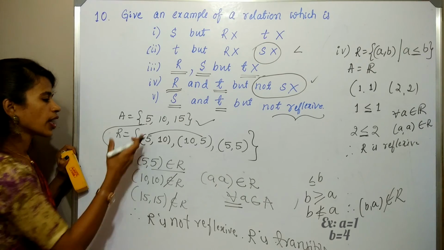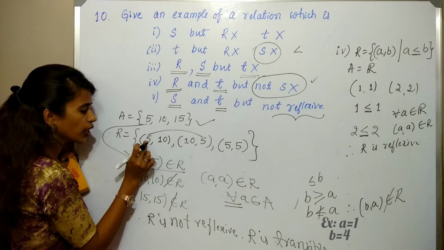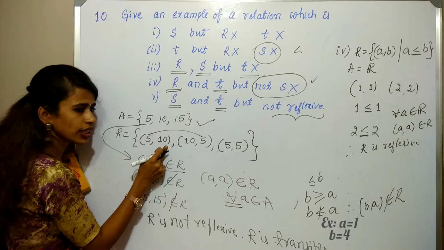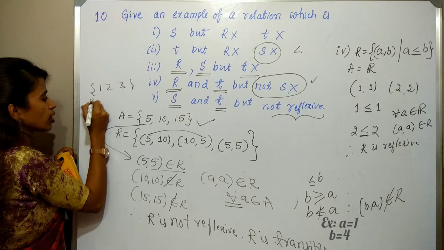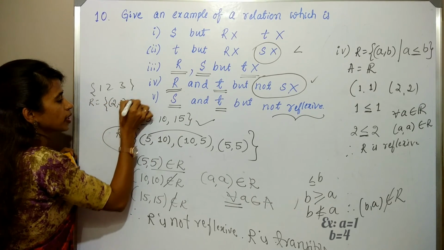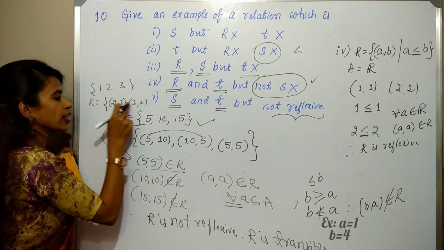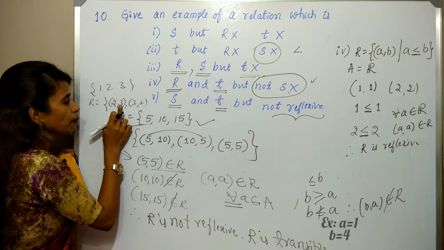Is it okay? You can write any numbers just to satisfy symmetric. You can take 1, 2, 3. If you take (2, 3), to be symmetric you must add (3, 2), the reverse. Then it becomes symmetric. To be transitive, (2, 3), (3, 2).